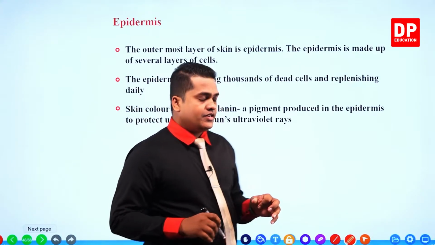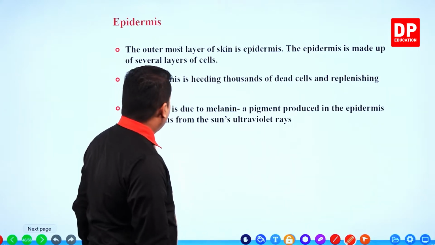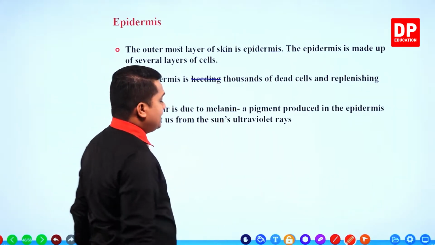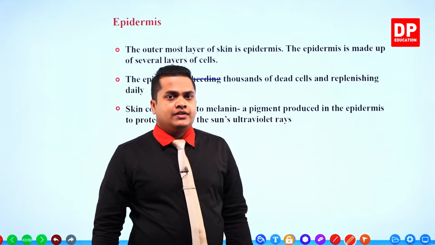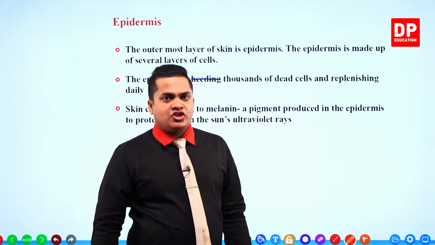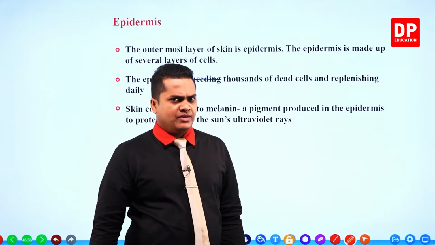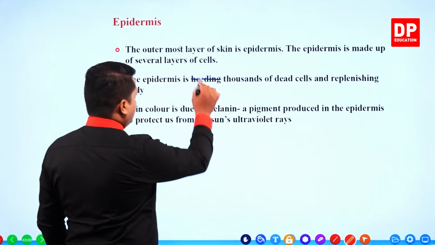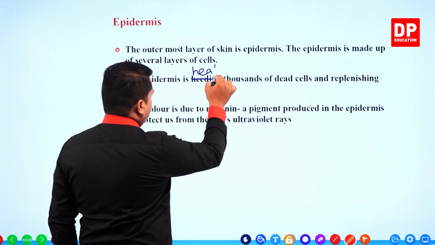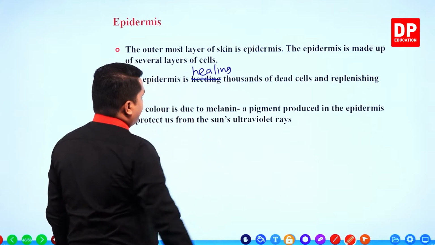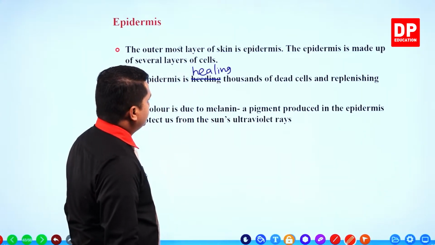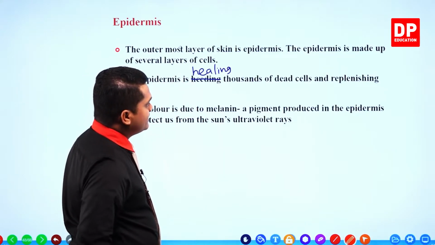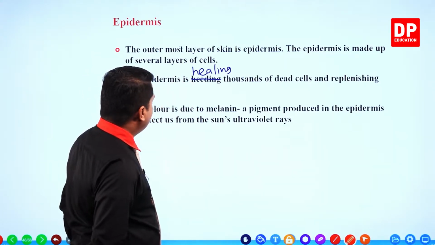So here, my dear children, there is a problem in your textbook. Here, it says the epidermis is heeding. Actually, heeding means listening to something, right? And paying attention to something. That's what heeding means. So instead of heeding, it should be healing, right? So we'll write it as healing. So the epidermis is healing thousands of dead cells and replenishing daily.